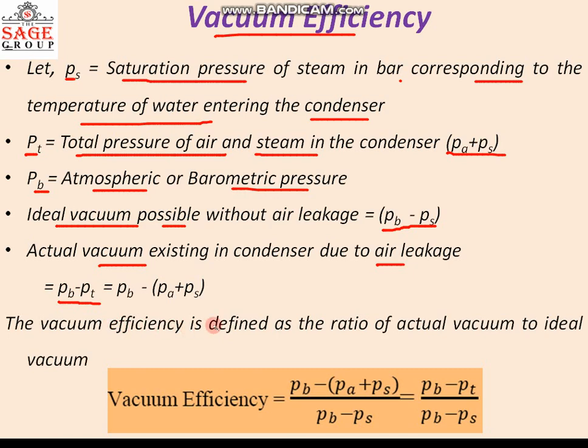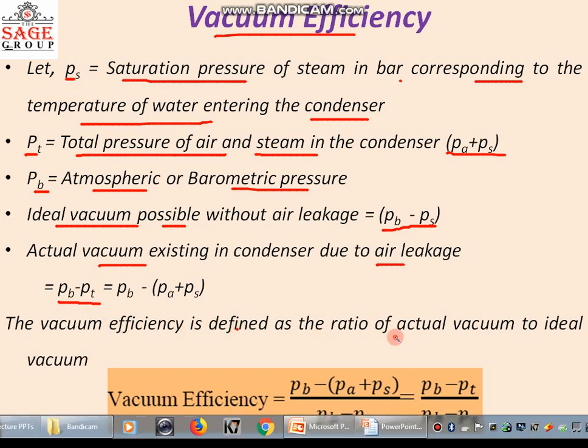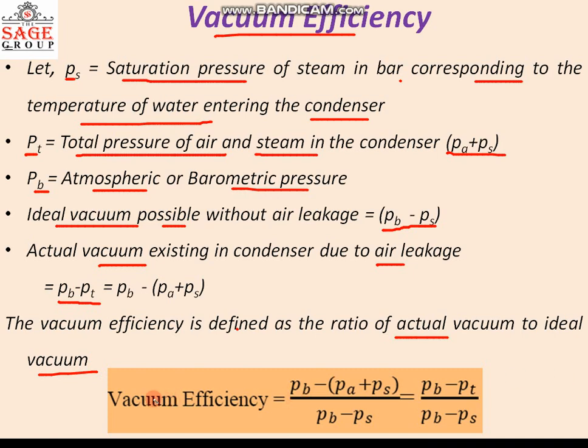The vacuum efficiency is defined as the ratio of actual vacuum to the ideal vacuum, given by this relation: vacuum efficiency equals (Pb minus (Pa plus Ps)) upon (Pb minus Ps), that is equal to (Pb minus Pt) upon (Pb minus Ps).